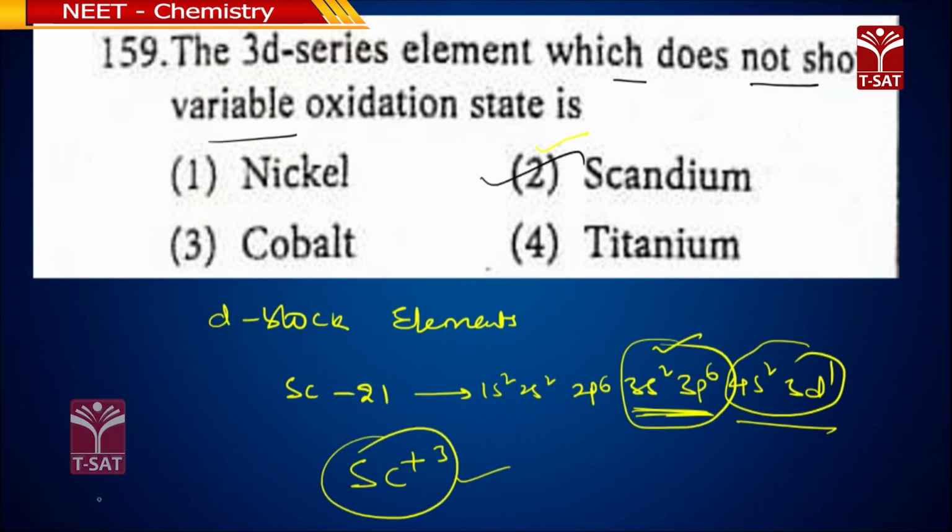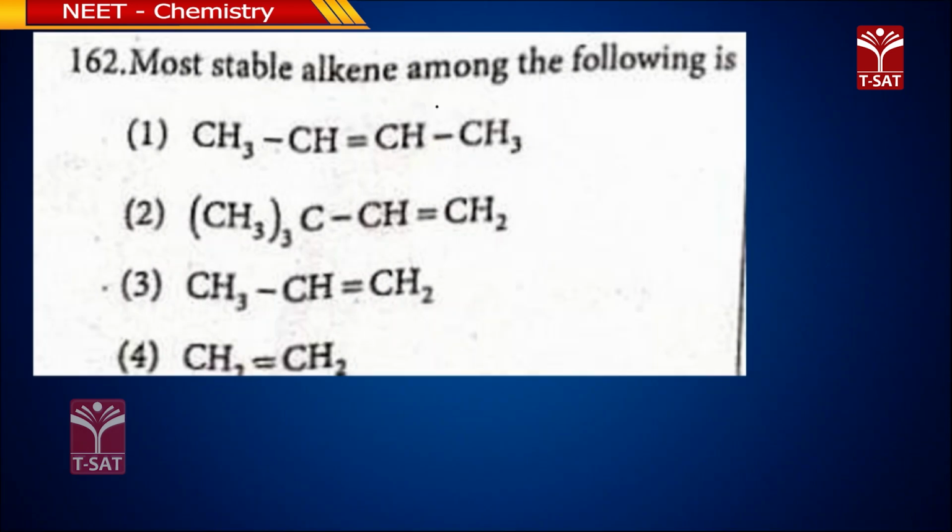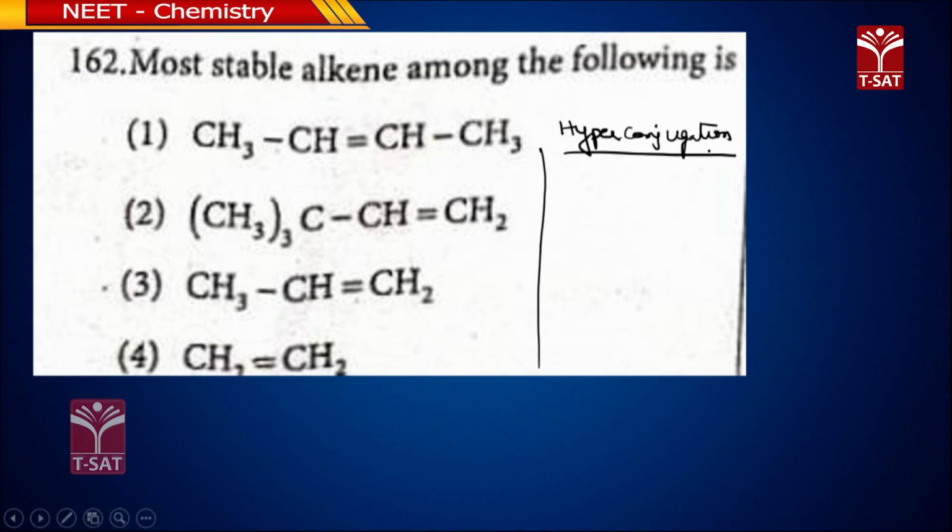Next, coming to the next question. Most stable alkene among the following. So, how can you find out the most stable alkene? By using the concept called hyperconjugation. The stability of the alkenes is explained by the hyperconjugation. More the number of hyperconjugative structures, more is the stability of alkene. If a compound is having more number of hyperconjugative structures, then that compound will be more stable.